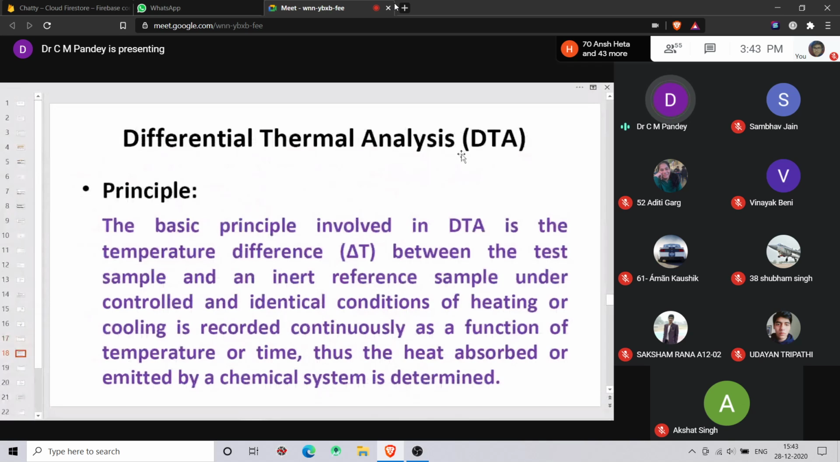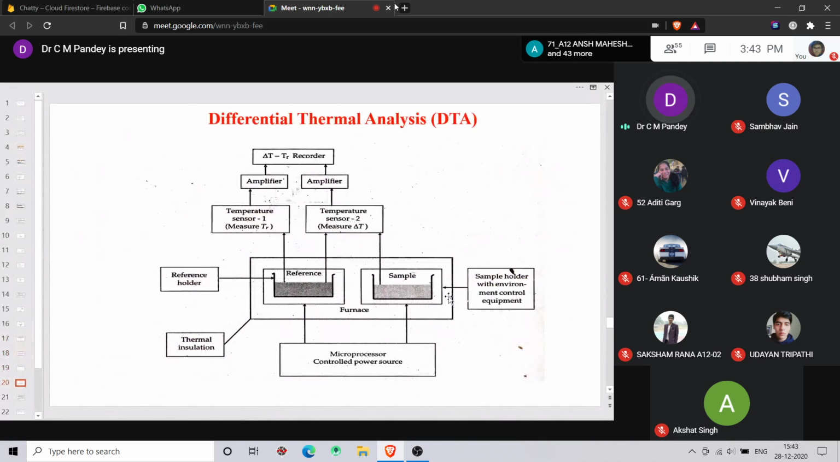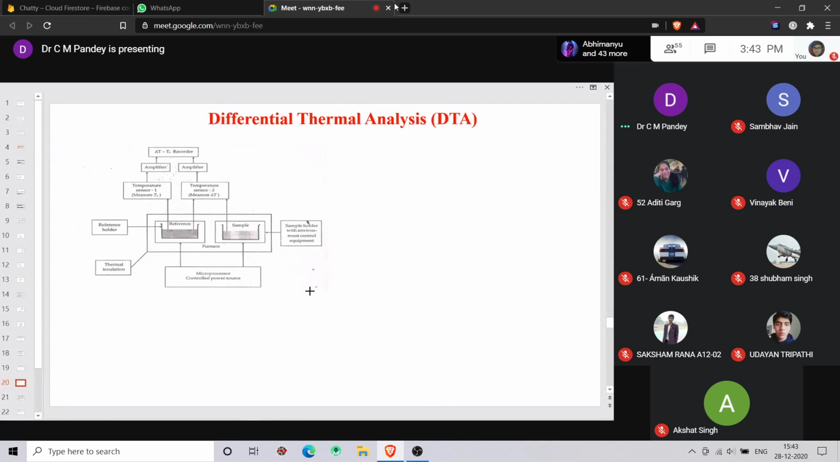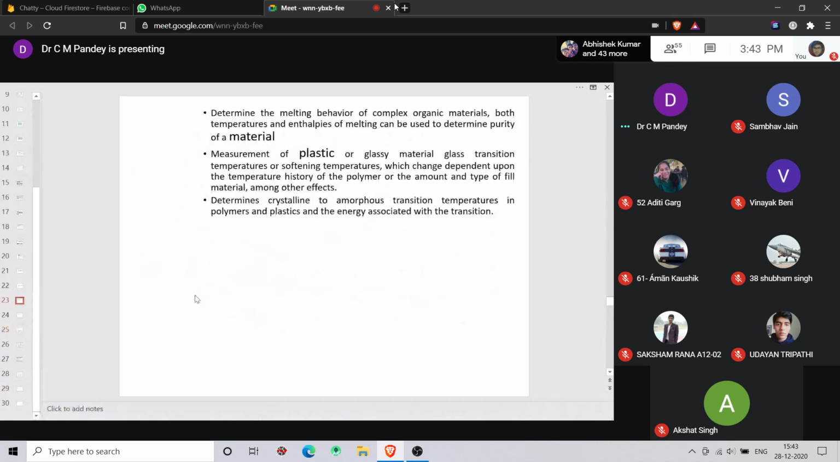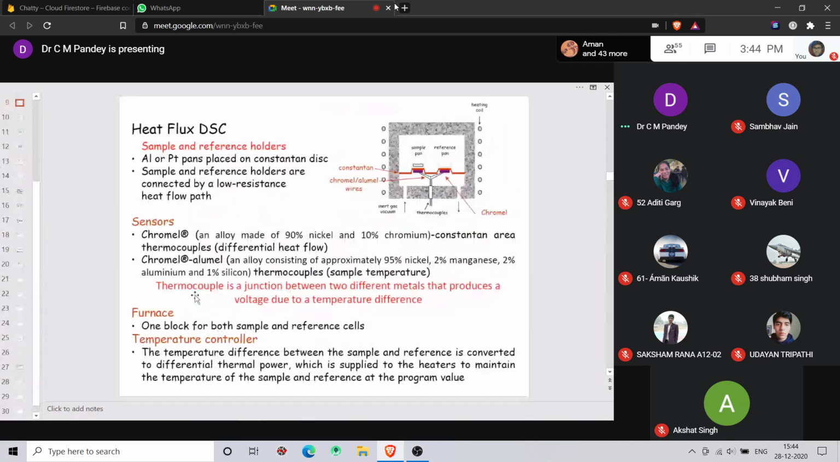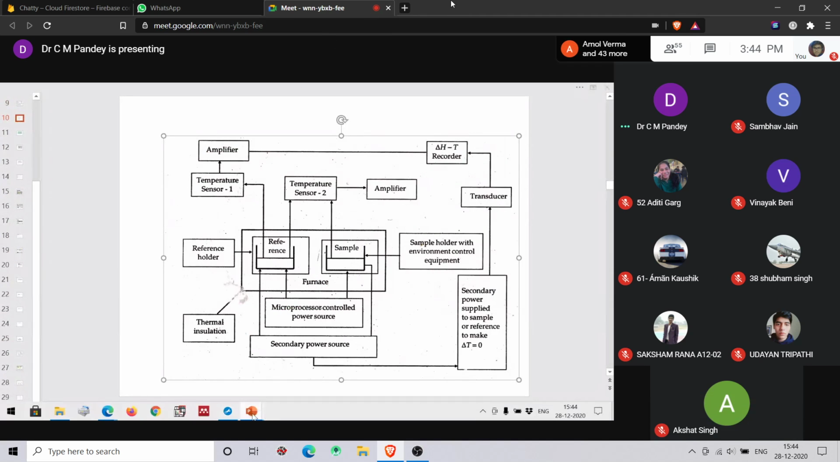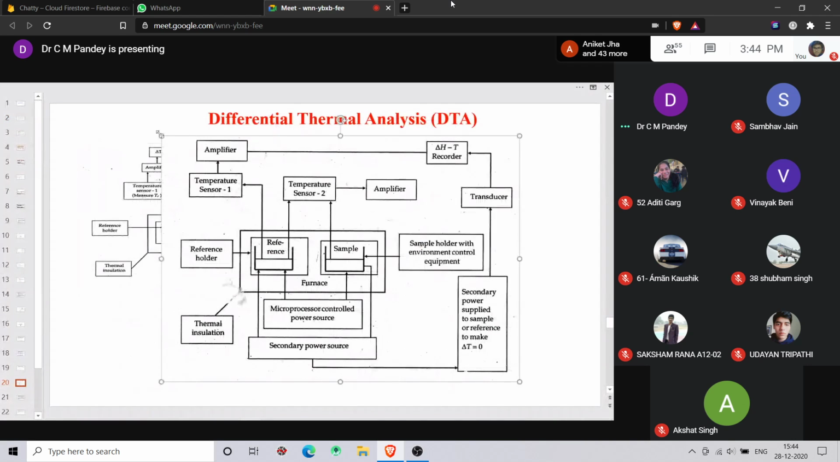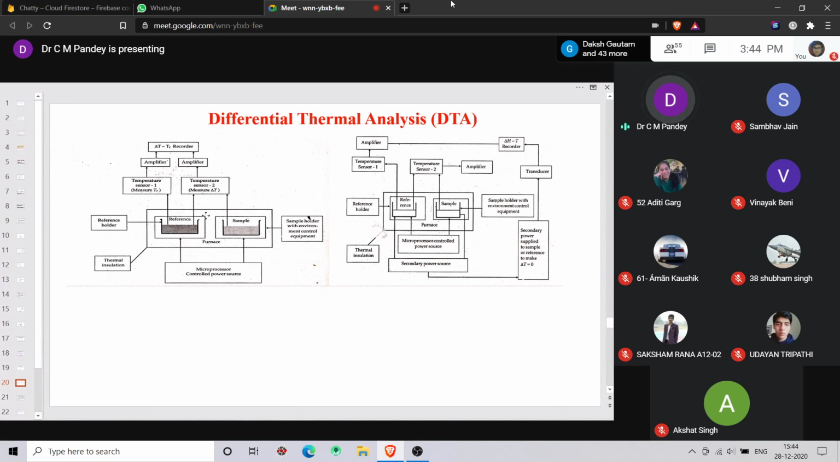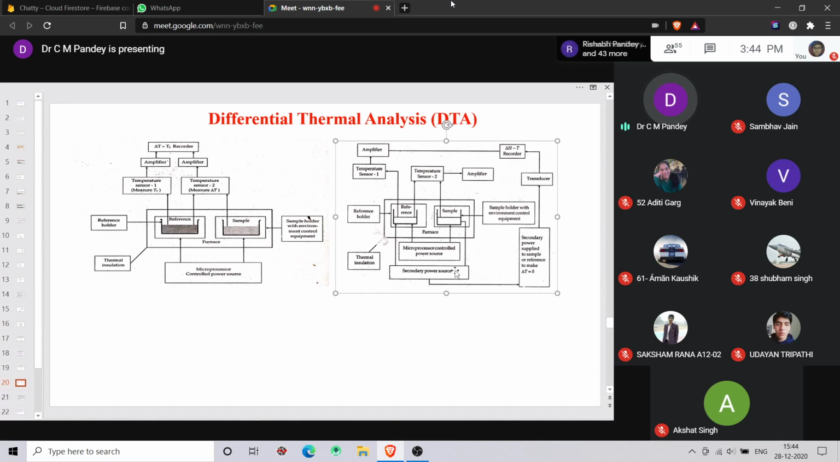And we have discussed DTA, that is differential thermal analysis. We have discussed the principle. Then we discussed the instrumentation. You will see that the instrumentation is similar to that of DSC. Only in DSC, a secondary power source was used. Suppose I put both instrumentations here, right? This is for DTA. Let me copy the instrument for DSC. So this is the instrumentation for DSC. On your right side, it is DSC. On your left side, it is DTA. You will see that there is not a major difference between the two apparatus. Only in the case of DSC, there is a secondary power source that is being used.